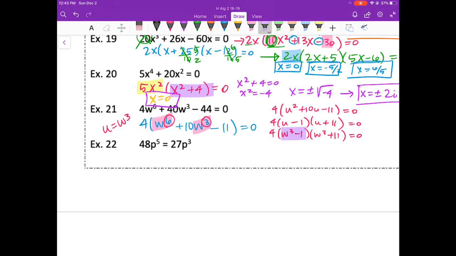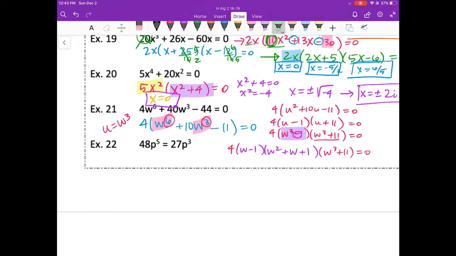All right, so w cubed minus 1, we now know that we can factor that using our SOAP pattern. So that 4 out front is along for the ride. We'll have w minus 1, w squared plus 1w plus 1. Our signs are going to be the same, the opposite, always positive. Now we cannot factor that last chunk, that's okay. We're left with w cubed plus 11 equals 0.